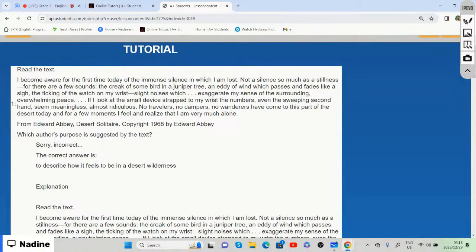If I look at the small device strapped on my wrist, the numbers, even the sweeping second hand seem meaningless, almost ridiculous. No travelers, no campers, no wanderers have come to this part of the desert. Today, and for a few moments, I feel and realize that I am very much alone." And that is from Edward Abbey, Desert Solitaire, copyright 1968 by Edward Abbey.